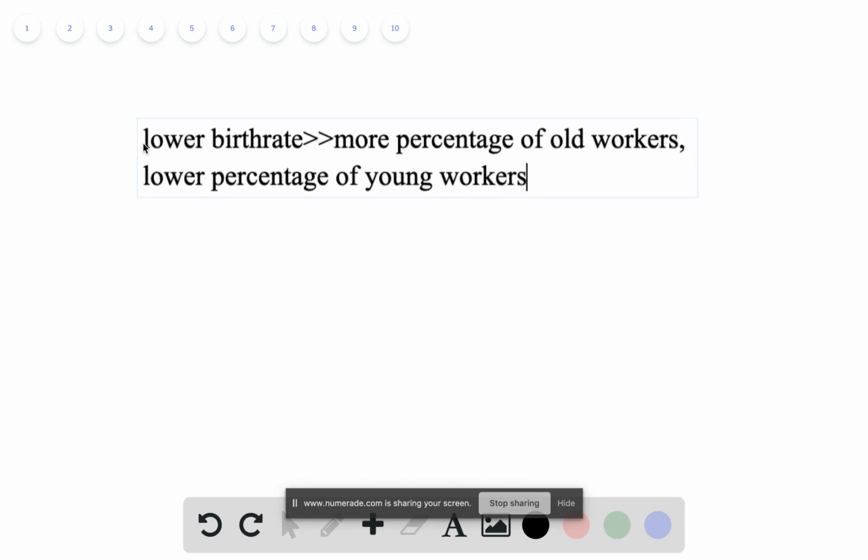But we know that old workers are less educated, they're less healthy, they are less productive. But labor is a very important factor in the production process, right? So that means that if we have a lower birth rate and a higher percentage of old workers, it will probably lead to a real GDP decrease. So that's a result of a lower birth rate.